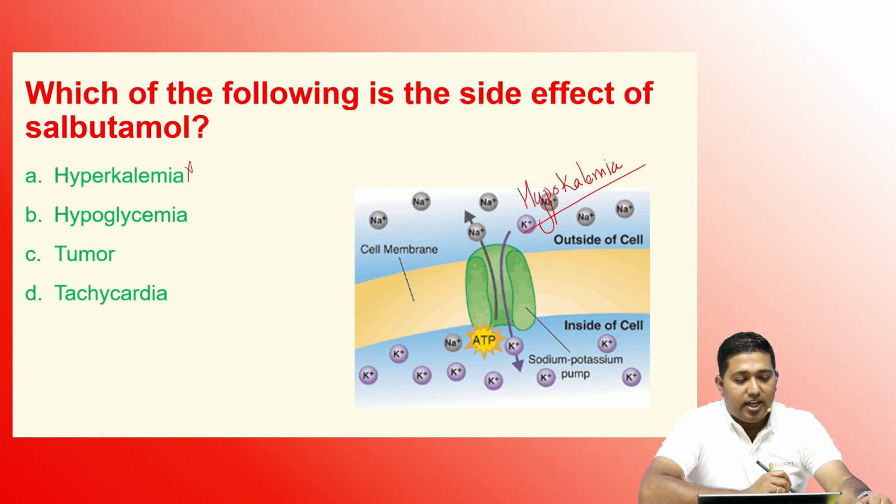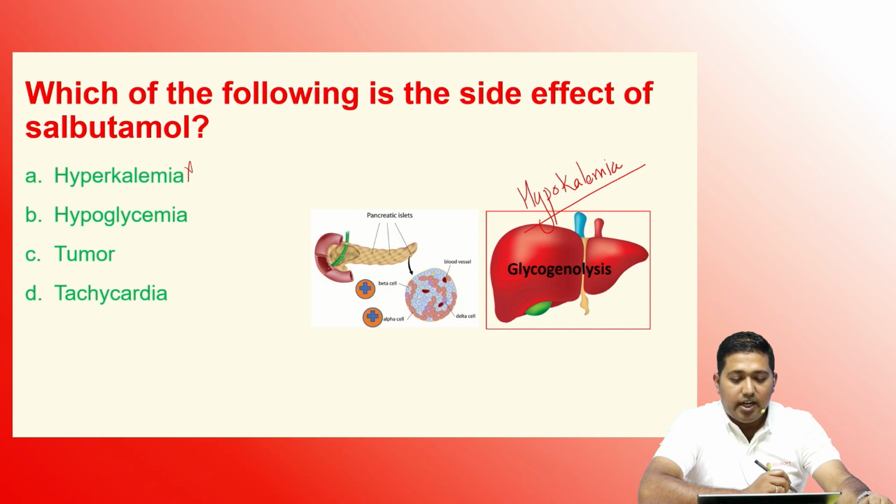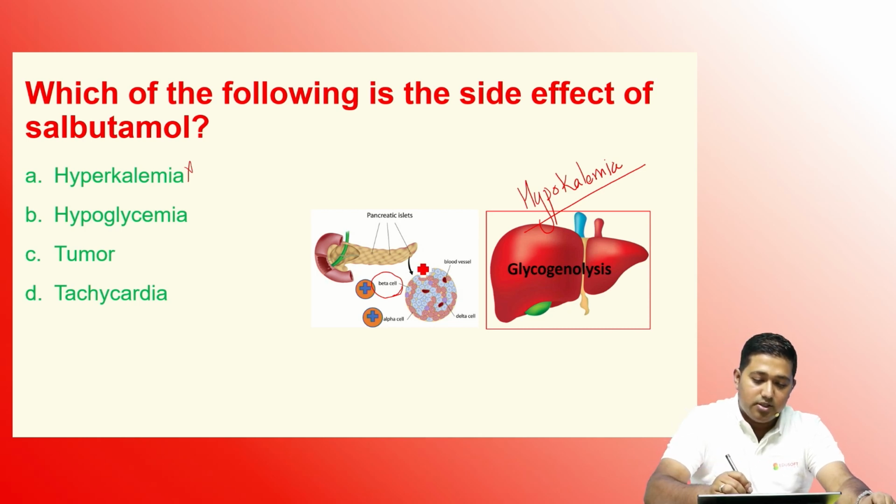Similarly, if you talk about hypoglycemia, ideally if you look at the beta cells in the islets of Langerhans present in the pancreas, they are stimulated by the beta 2 receptor. So whenever there is stimulatory action, it is going to cause increased release of insulin.